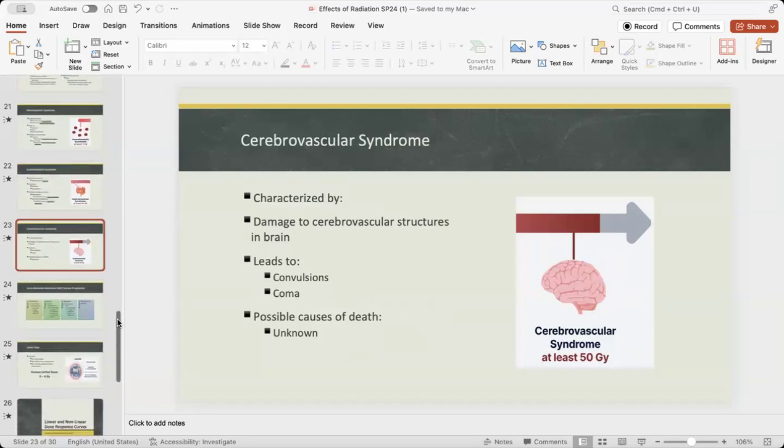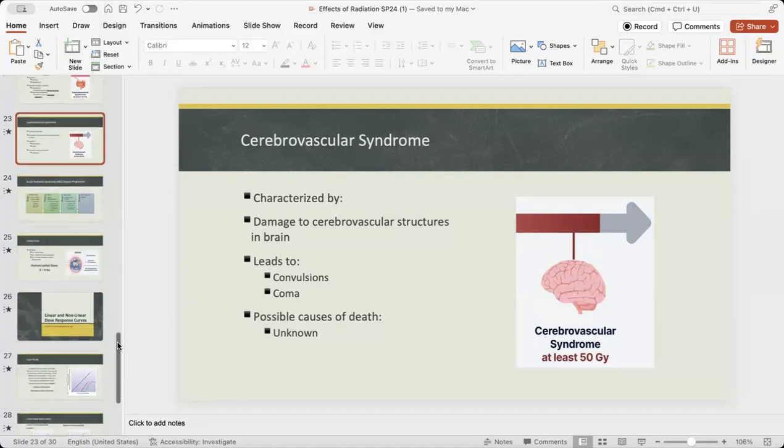Then we have cerebral vascular syndrome. Basically, it's going to be damage to certain parts of the brain. This can lead to convulsions, even coma. Possible causes of death are unknown. Cerebral vascular syndrome can occur at least at an exposure of 50 gray at one time.